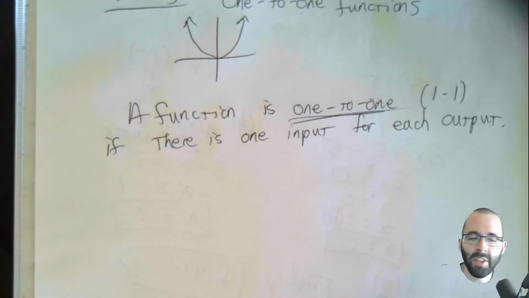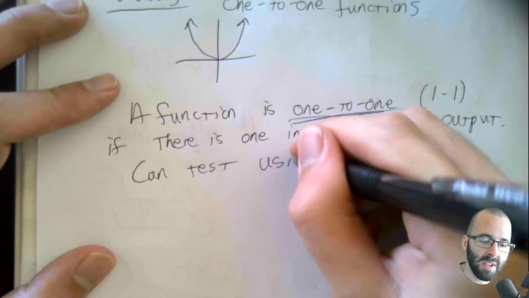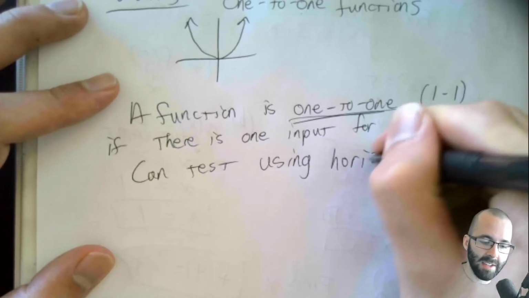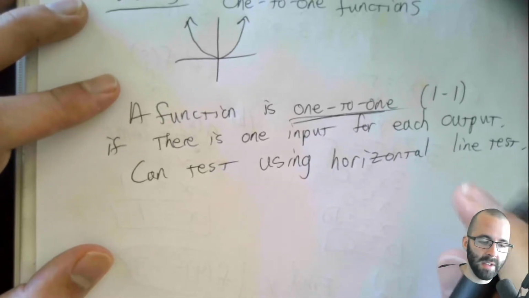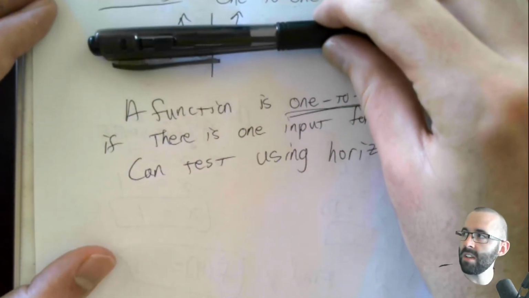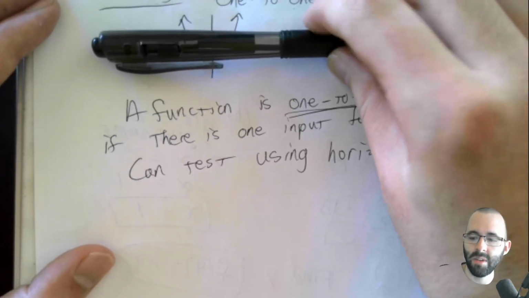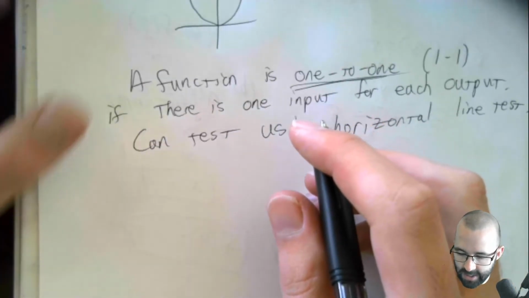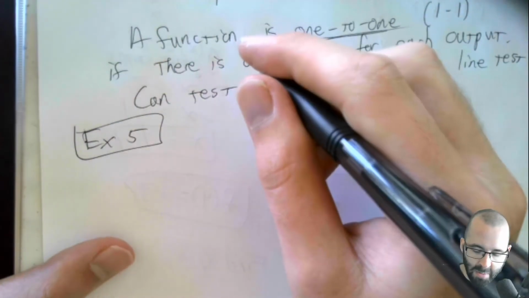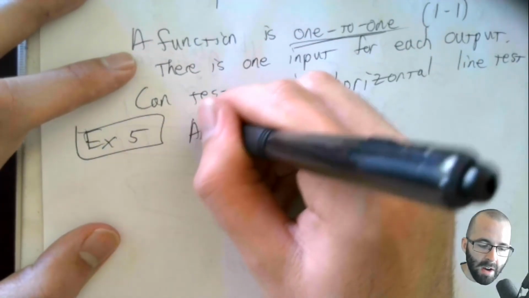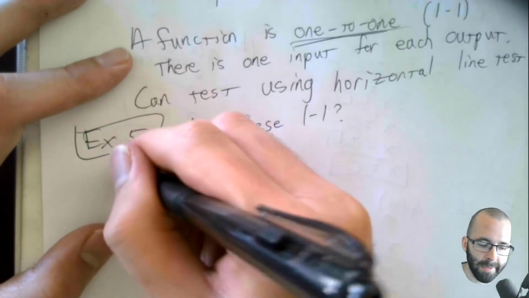All right. And the way we test for that, test for one-to-one, is using the horizontal line test. So for example, this parabola fails a horizontal line test pretty much everywhere. Pretty much everywhere I put my pen, it crosses that graph more than one time. Okay, so look at example 5-ish, sort of. My numbering system is not perfect. Are these one-to-one?